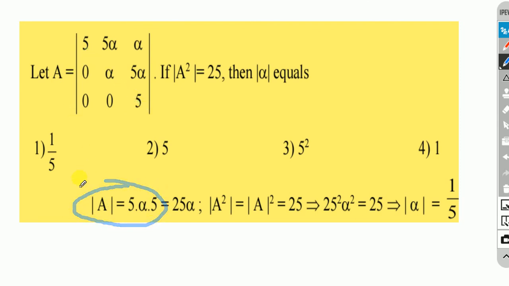This is because for an upper triangular matrix, the value of the determinant is given by the product of the elements in the principal diagonal, that is 5 into alpha into 5. So that is 25 alpha. Determinant of A is 25 alpha, and it is given that determinant of A square is 25. Determinant of A square is nothing but determinant A whole square. Therefore, which is equal to 25 here.